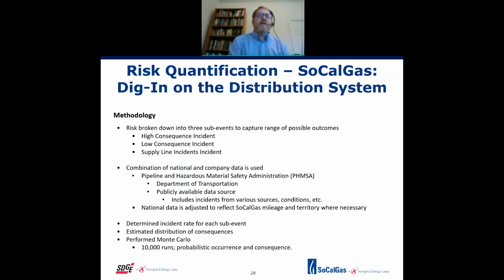Then we looked at where we can get the data from. As we were talking earlier with Melinda and others, the data comes from all different sorts of areas. We've got lots of internal data, so a combination of national and company data is used. I'm showing here the national data. PHMSA is a primary source. One way we use the PHMSA data is, on occasion, we need to get it for those rare events to figure out what kind of impacts they had.